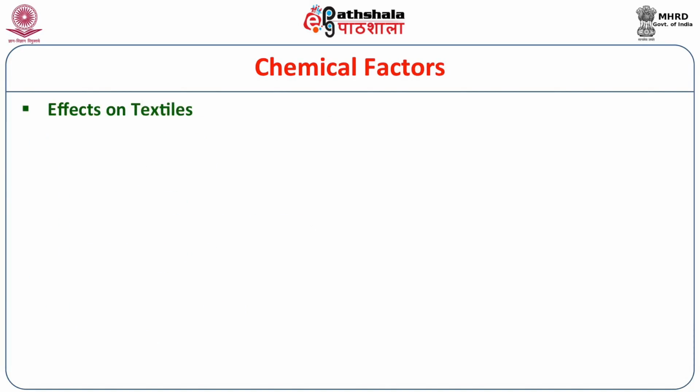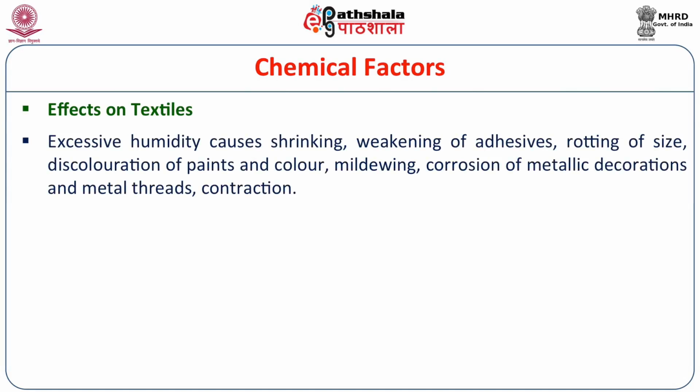Regarding the chemical factors, mainly the effects on textiles, here we can elaborate. Excessive humidity causes shrinkage, weakening of adhesive used in textiles, rotting of the size, discoloration of the textile, mildewing, corrosion of metallic threads and decoration present in the textile, contraction etc.